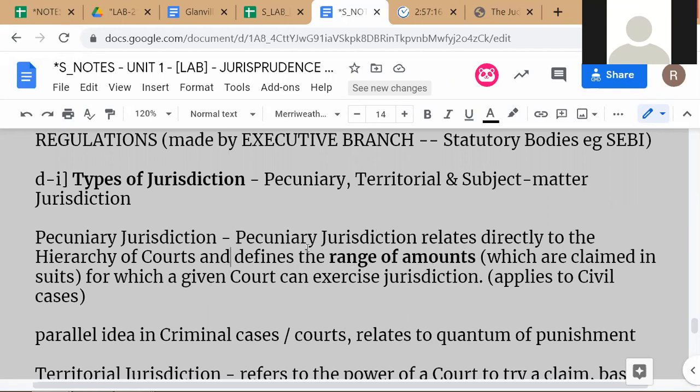So pecuniary is relating to monetary amounts, and it concerns what amount of claim a particular court, a district court, high court, etc., is allowed to hear. This is what pecuniary jurisdiction is.